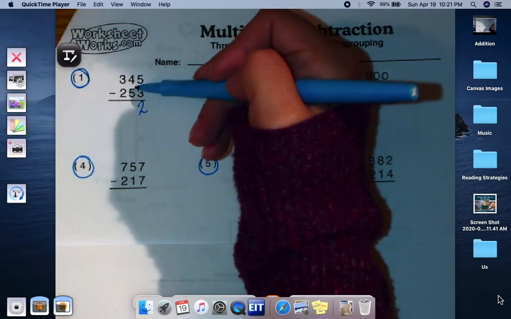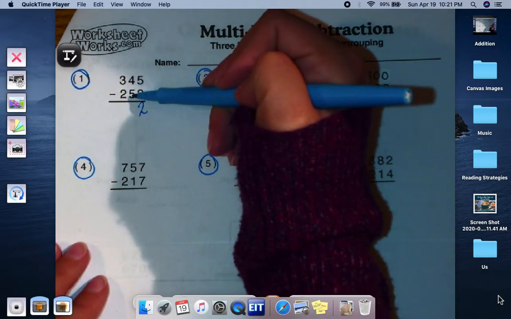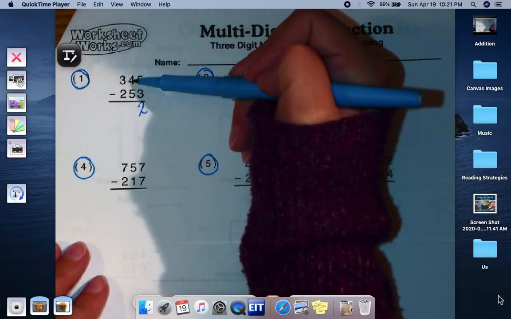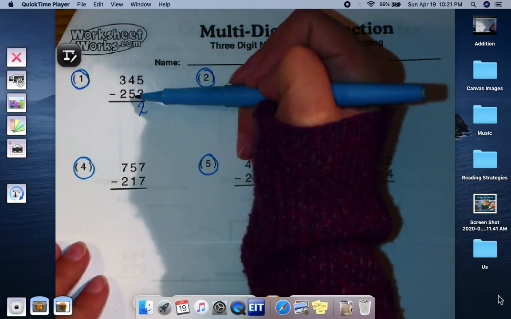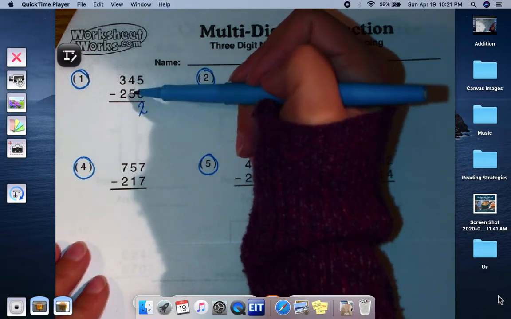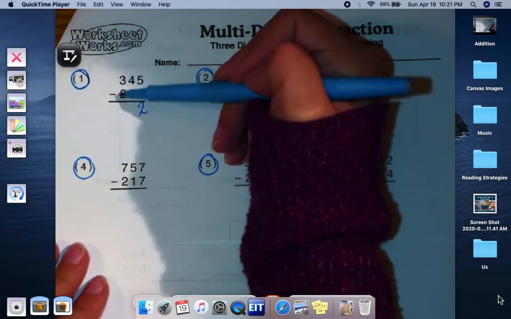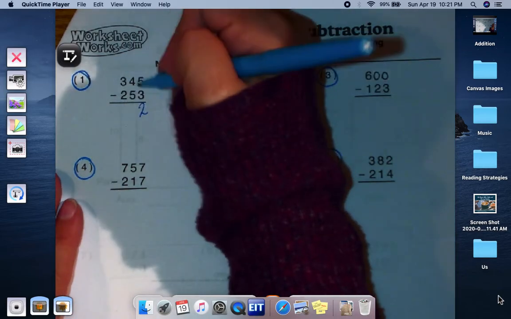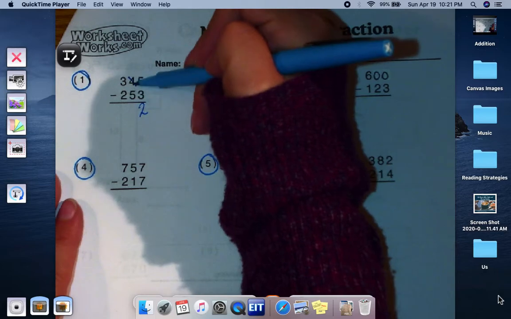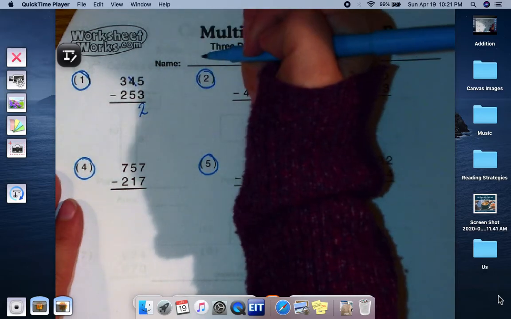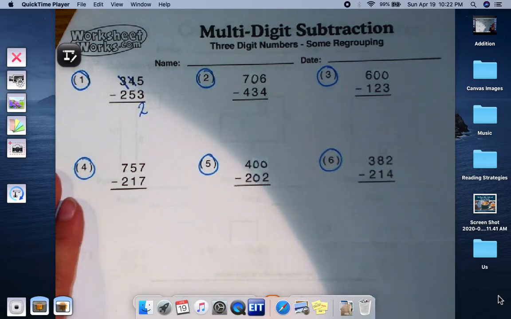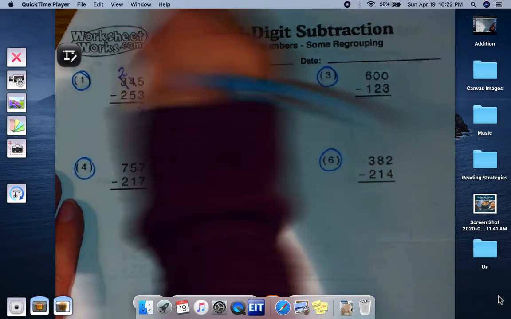I move over to my tens place. 4 minus 5. I can't do that. If you have $4, you can't give away 5. So I have to borrow, and when I borrow, I go to the next spot to the left. So I cannot take 5 from 4, so I'm going to cross out the 4. I'm going to go next door. This 3 is going to lose 1, so it's going to become a 2.